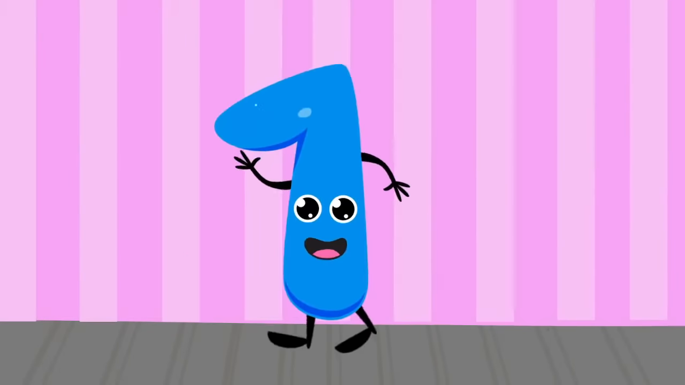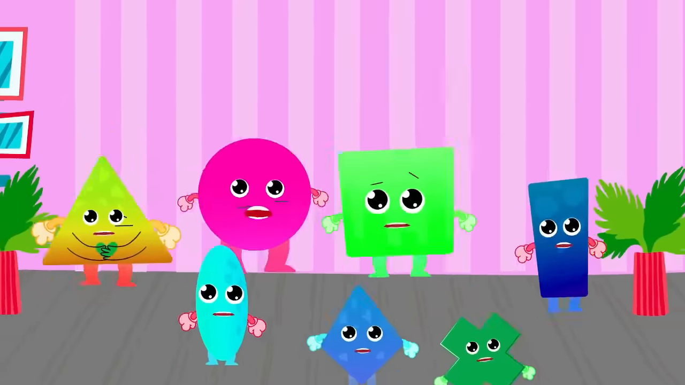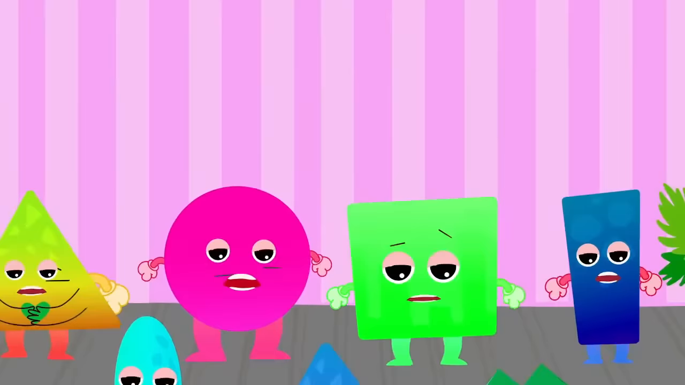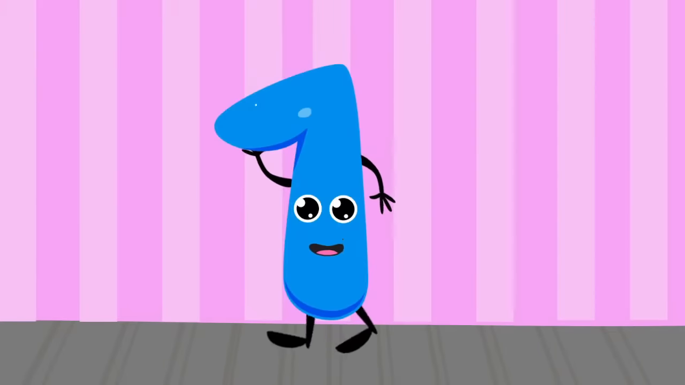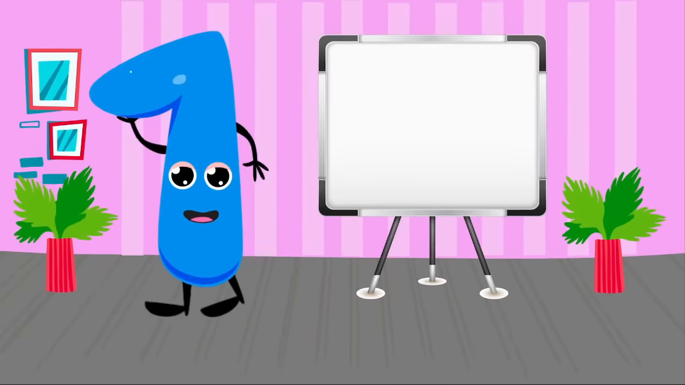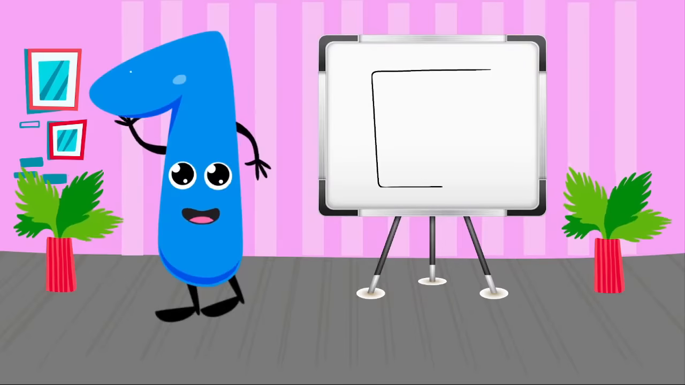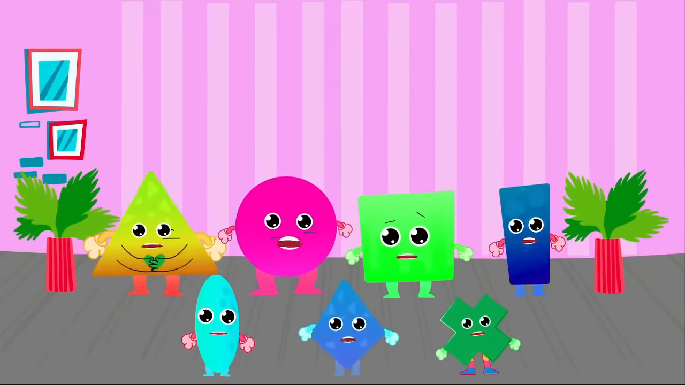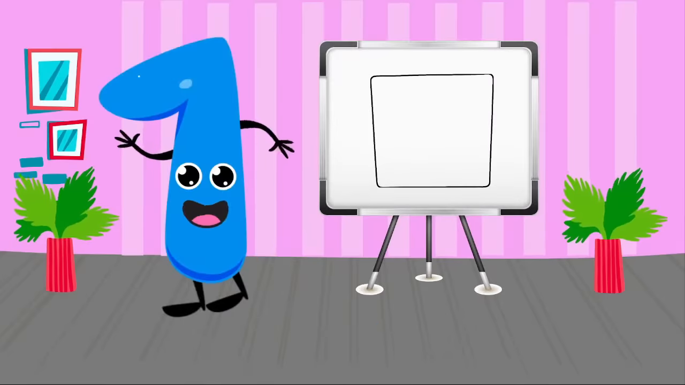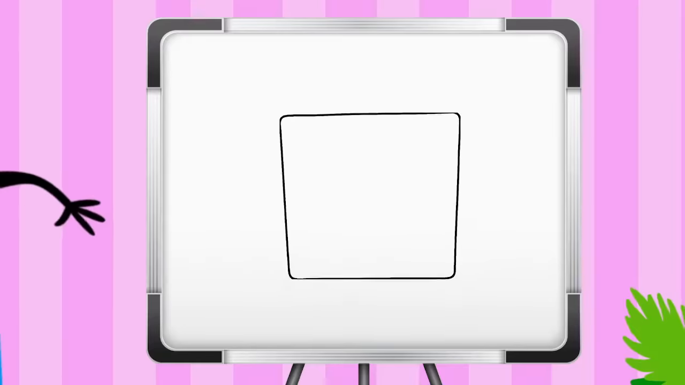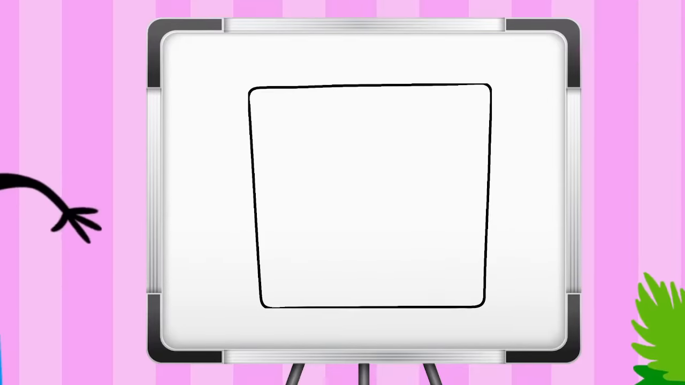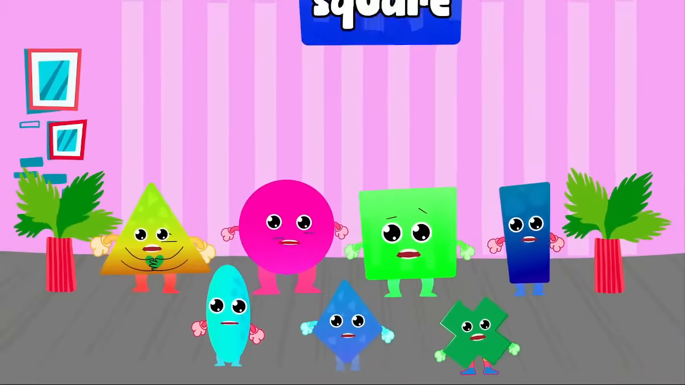Are you ready for shapes? Yes! Okay, here we go! What shape is this? Can you tell the name of this shape? What shape is this? It has four sides. It's a square shape. Can you show me a square thing?